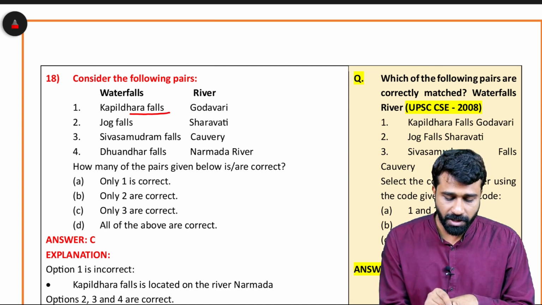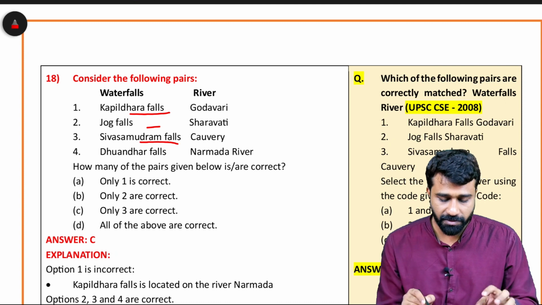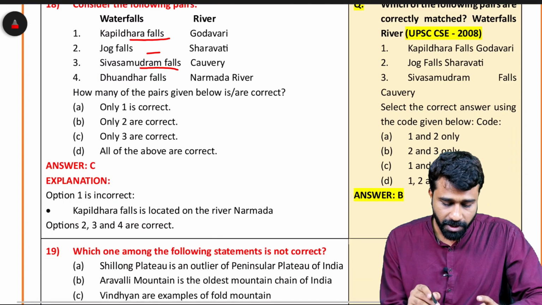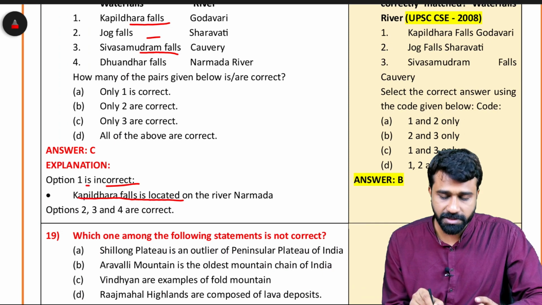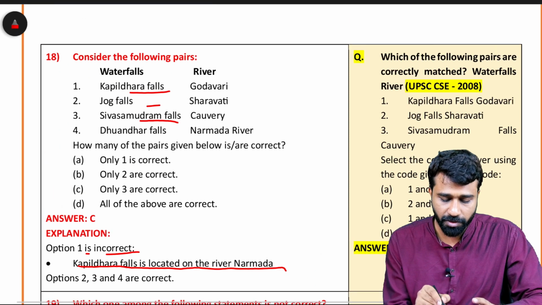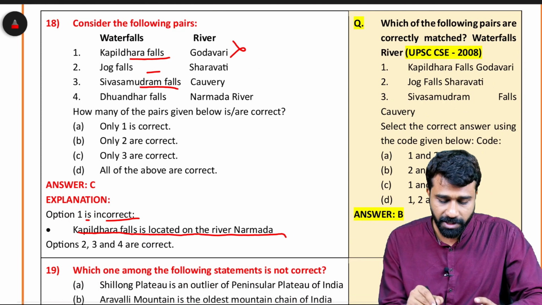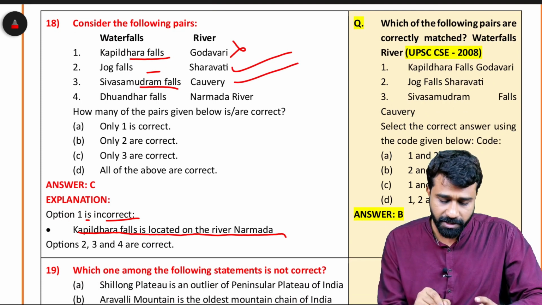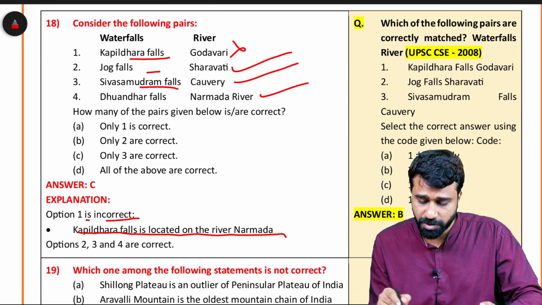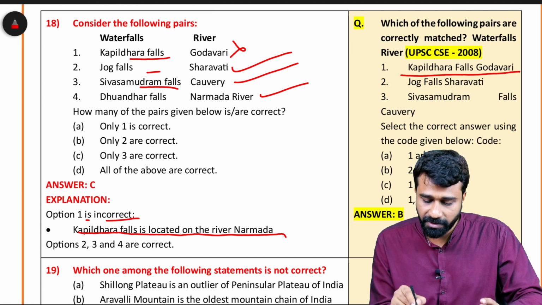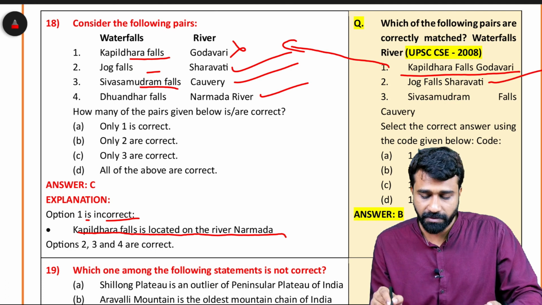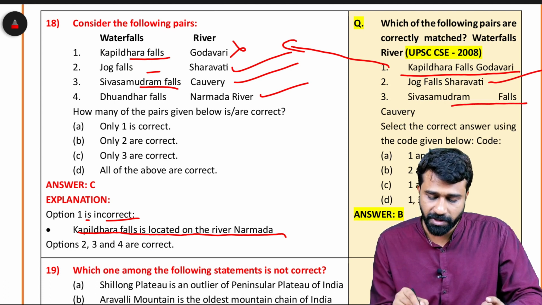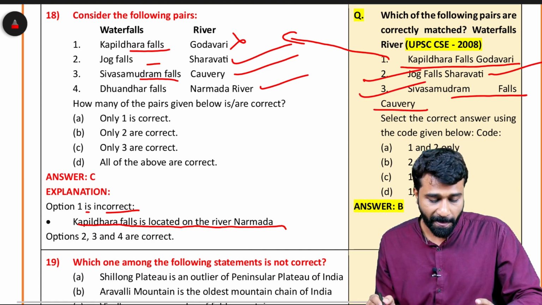Kapildhara Falls, Godavari; Jog Falls, Sharavati; Shivasamudram Falls, Kaveri; and Dhuandhar, Narmada. This one statement is incorrect. That is the first statement. Kapildhara Falls is on river Narmada, not on Godavari. First statement incorrect. And Sharavati, Shivasamudram, Kaveri and Dhuandhar, Narmada is true. Kapildhara Falls was given in the UPSC Civil Service exam in 2008. And Jog Falls, Sharavati river, that is fine. And Shivasamudram Falls, Kaveri, this is also fine.